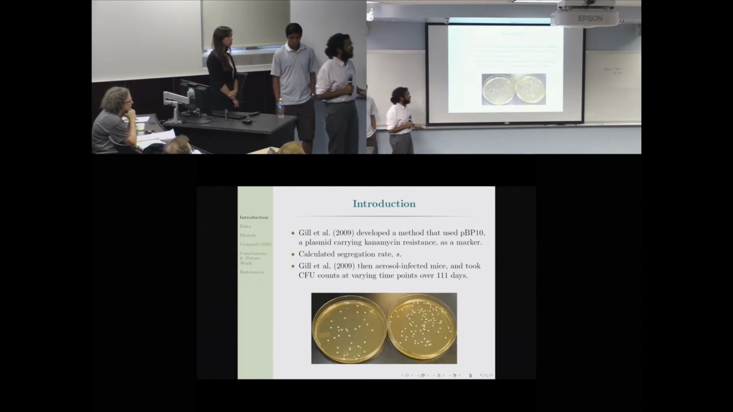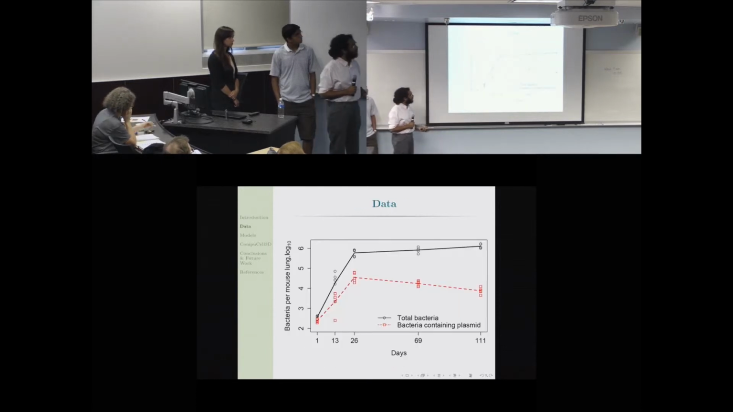They then sought to use this model to explain in vivo infections. They aerosol infected mice, and over a period of 111 days, they would sacrifice 5 mice at a time and use this plating method to determine the bacterial colony counts. So this is their data. The black data points are the total population of bacteria, and the red data points are the population of bacteria that have the plasmid.